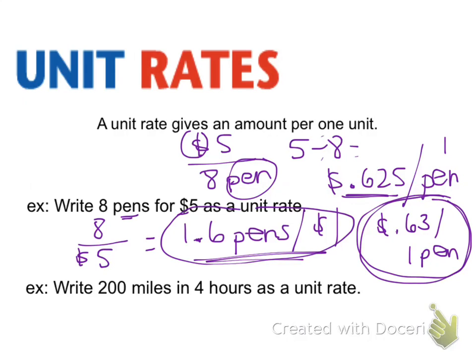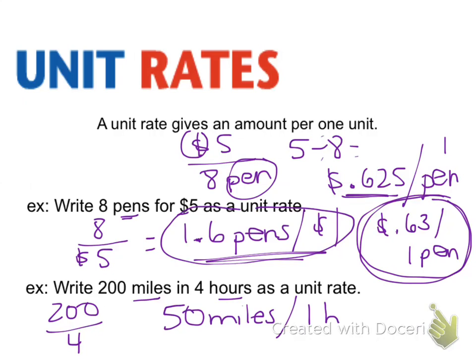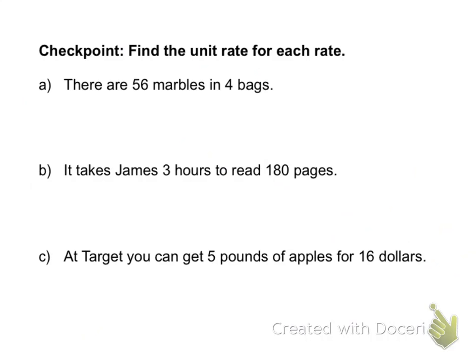Down below, you probably did 200 divided by 4 and got 50. How did you label it though? Miles divided by hours, so it should be 50 miles per 1 hour. So for every hour that I drove, I went 50 miles. Okay, try these. Pause the video, and then when you're done, pause it again.